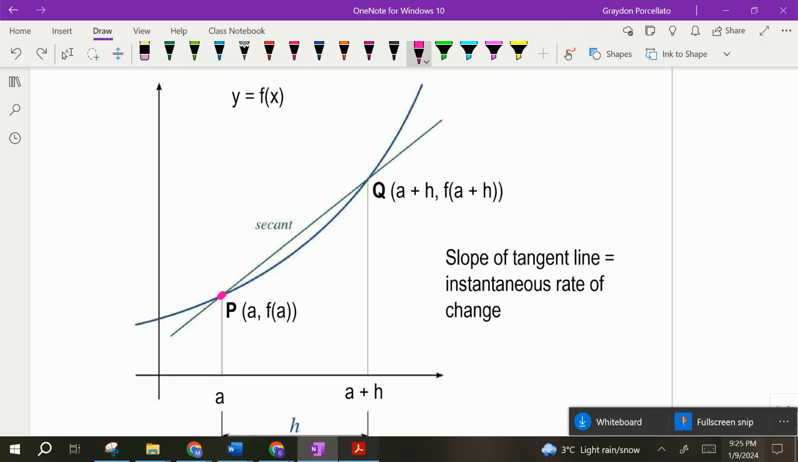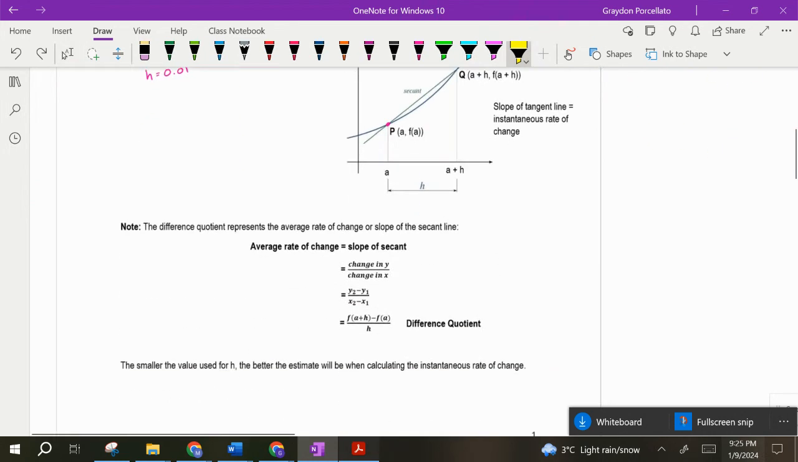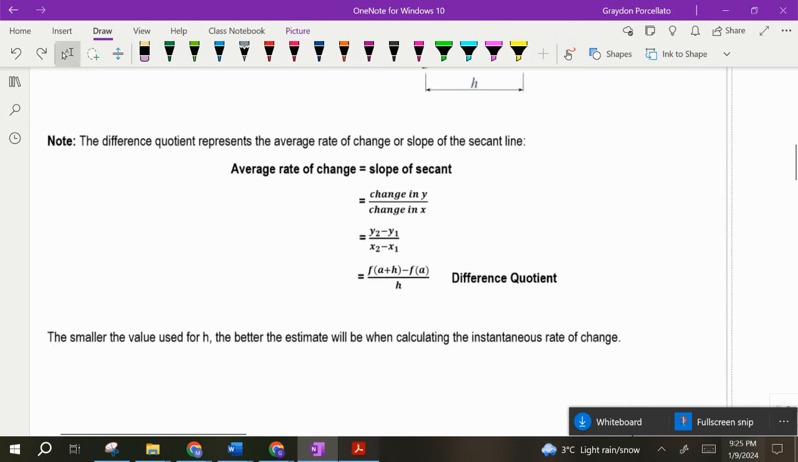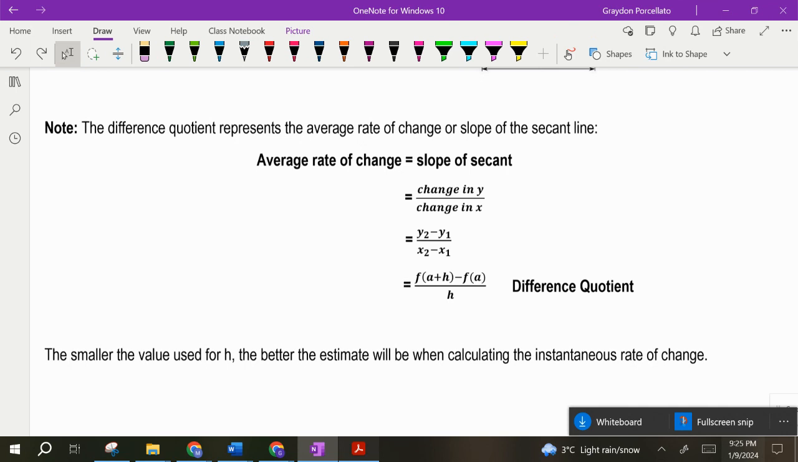All right. So this is what we call our difference quotient, and that's what we're going to use today. All this says here is that the difference quotient represents the average rate of change or slope of a secant. It's the same idea, right? You're just finding the slope between 2 points, okay? The smaller the value used for H, the better the estimate.